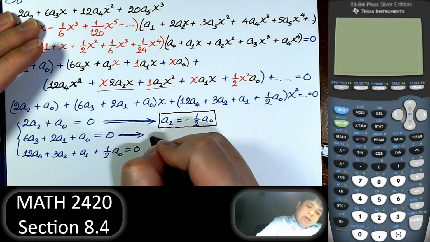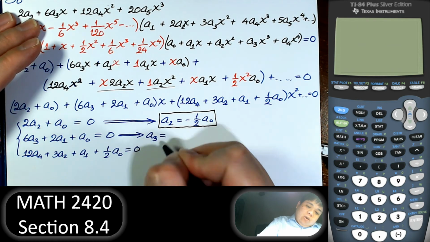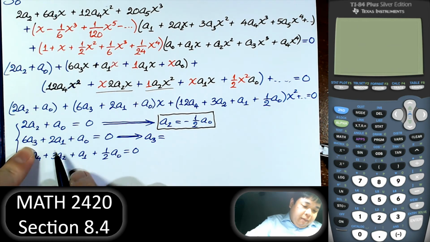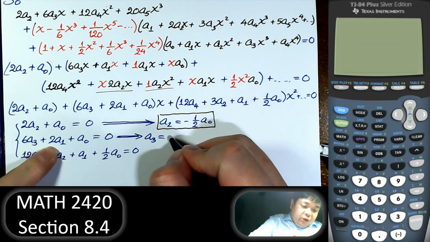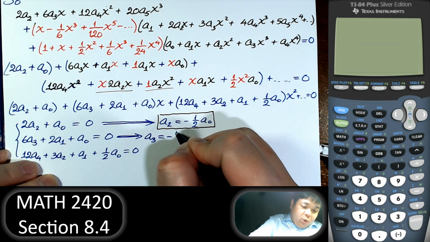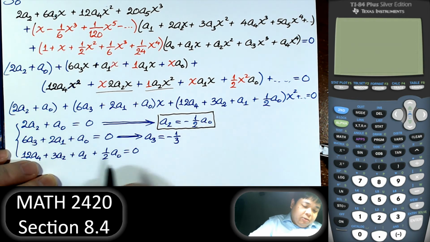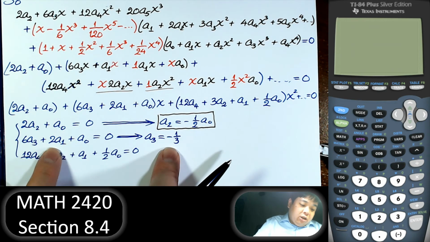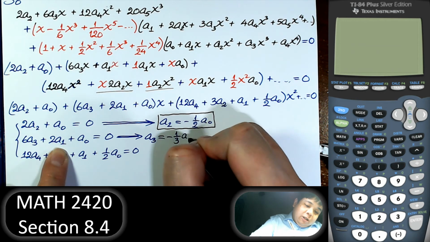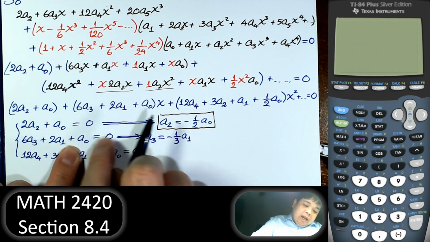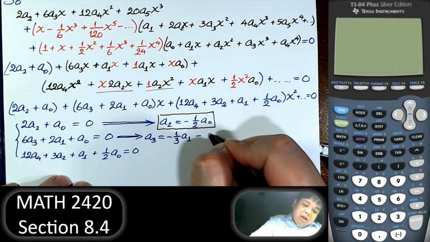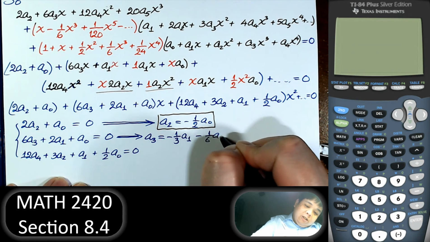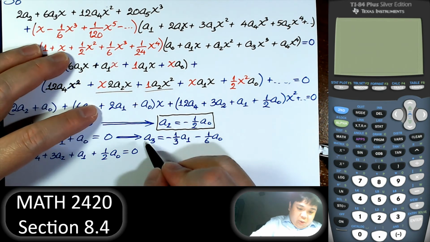So for a3 is equal to what? The 2a1 move to the other side, divide by 6, so negative 1/3 a1. 2 divided by 6 is negative 1/3. And a naught move to the other side, divide by 6. That is a3.